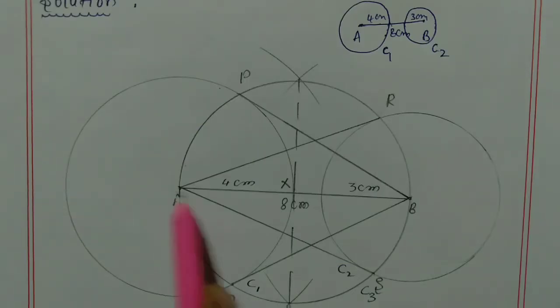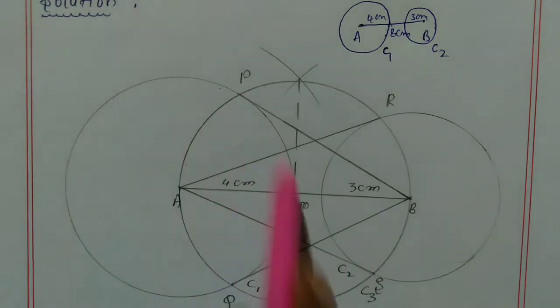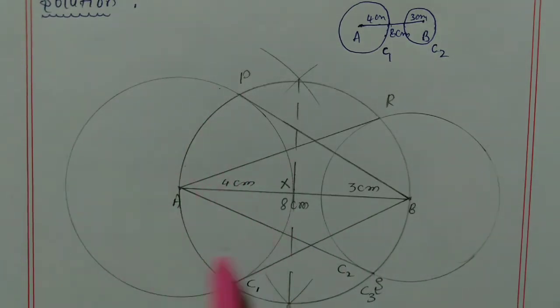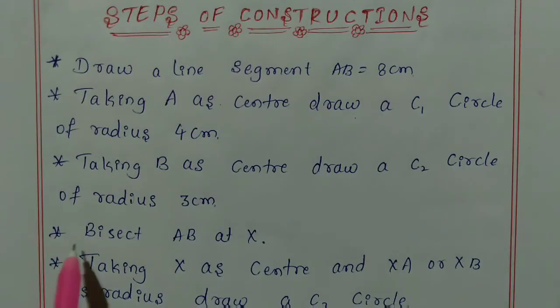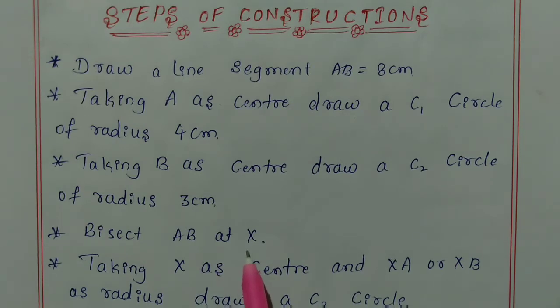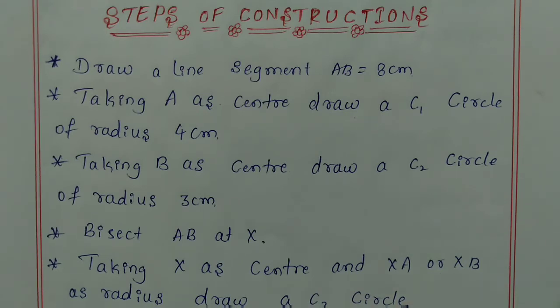So first you can draw a line segment AB equal to 8 cm, and draw a 4 cm circle taking A as center, and taking B as center, you can draw a C2 circle of radius 3 cm. Next you can bisect AB at X. Next, taking X as center and XA or XB as radius, draw a C3 circle.